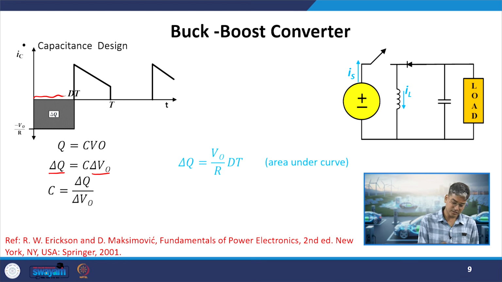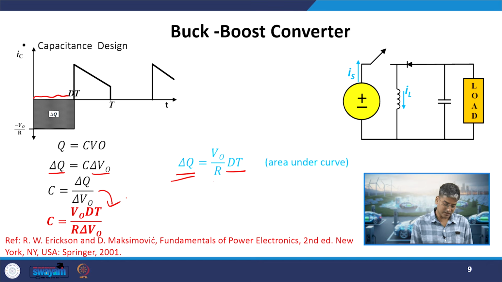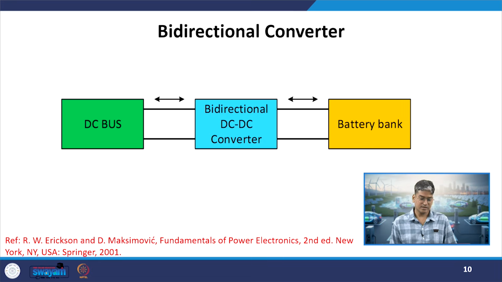Again, during the switch on period, the capacitor is feeding the output current entirely. So, it will be equal to V naught by R times the time duration for which it is feeding, which is dt. This will be the area under the curve, which is the charge removed from the capacitor. If I replace it in the expression, I will find that the capacitor will be given as V0 dt by R by delta V naught.